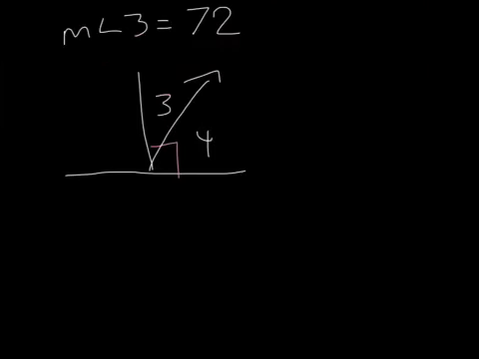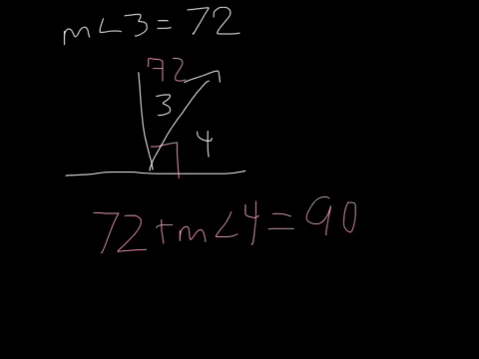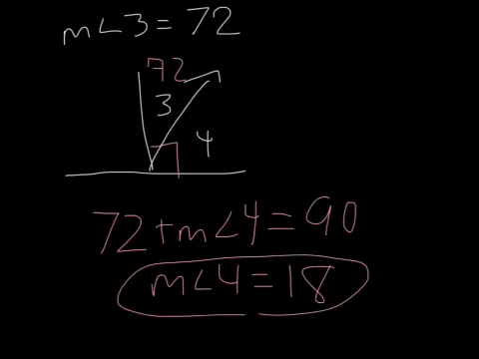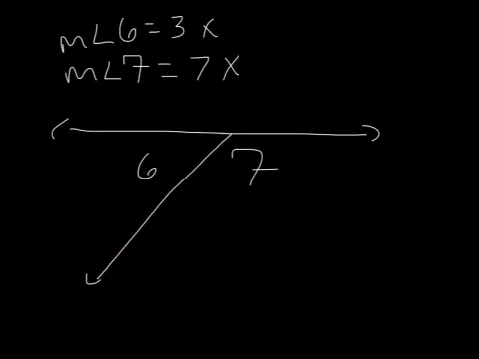All right, here we have measure of angle 3 equals 72. So let me label that. I know measure of angle 3 is 72. Looking at my picture here, I see this box. So right away I think 90 degrees. And notice that these small angles here are going to add to the total of 90 degrees. So I know angle 3 is 72, so I'll put 72 plus measure of angle 4, which I don't know, equals 90. And if I solve for that, I could subtract 72 from both sides. And I'm going to get measure of angle 4 equals 18 degrees.